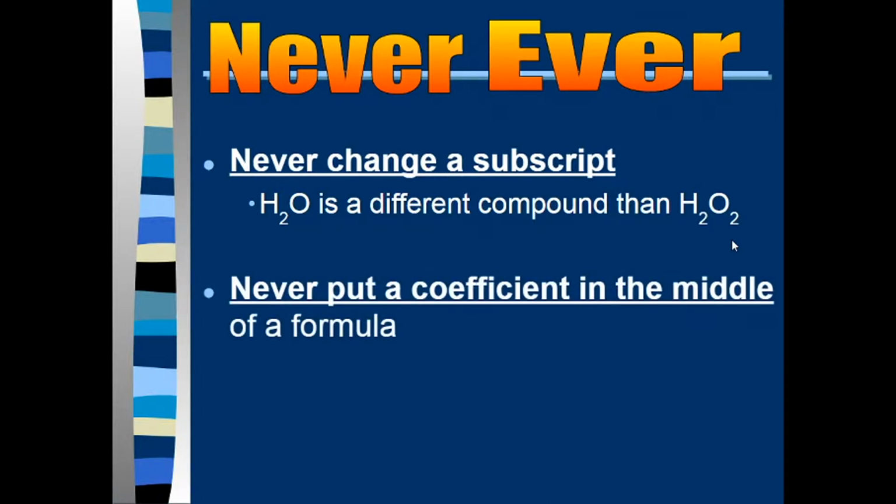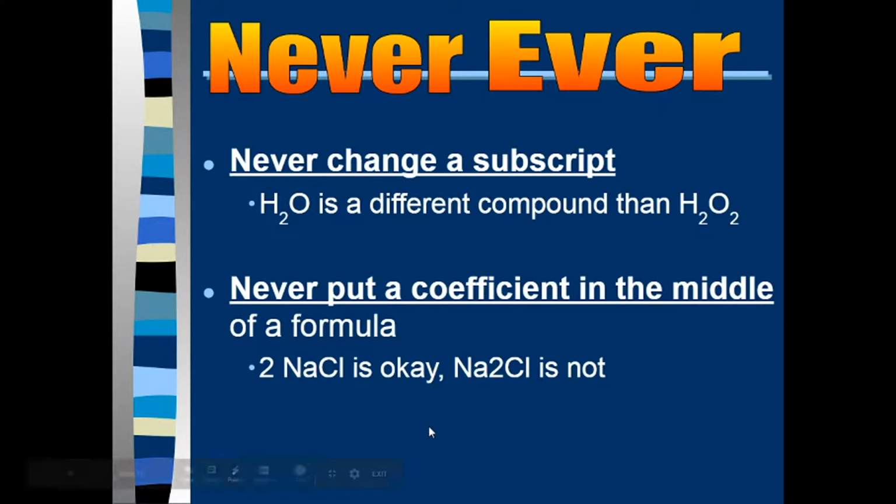And the other thing you can never do is smush your coefficient in the middle of a chemical formula. If you need 2 chlorines, you have to put the 2 out in front of the whole thing. You cannot put the 2 in front of just the chloride ion. Yes, that means now you have 2 sodiums and 2 chlorines, and you're just going to have to deal with that by putting coefficients wherever else you need to in your balanced equation.